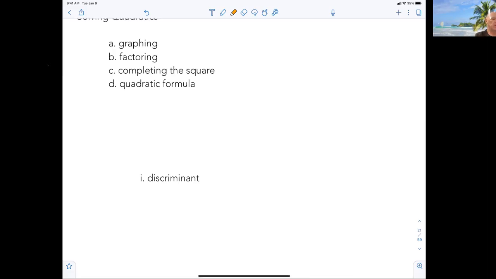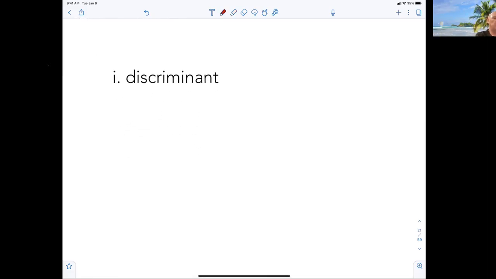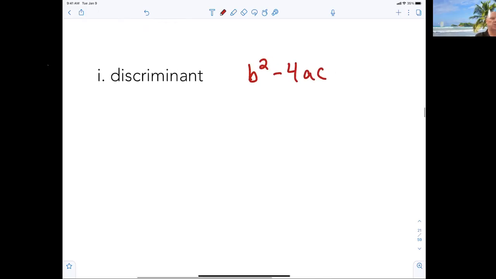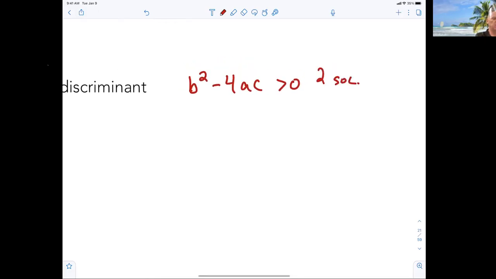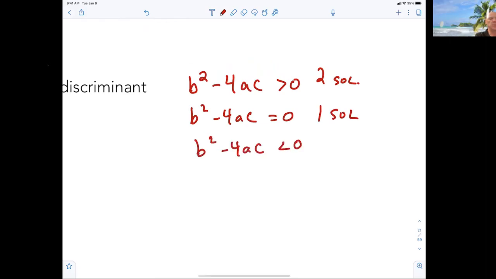Now, I want you to write this down real quick. The discriminant is underneath the radical in the quadratic formula, which is b squared minus 4ac. If that's greater than 0, we say there are two solutions. If b squared minus 4ac is equal to 0, there is one solution. And if b squared minus 4ac is less than 0, there are zero solutions. That's the one thing I think is important for you to know for the SAT. Everybody good with that?